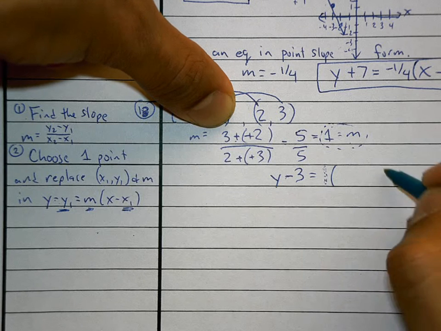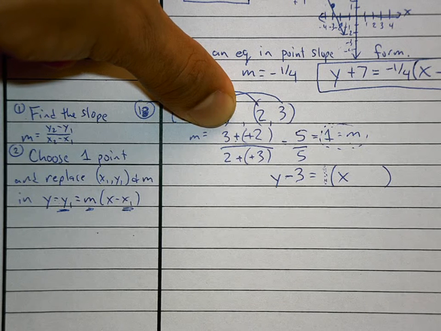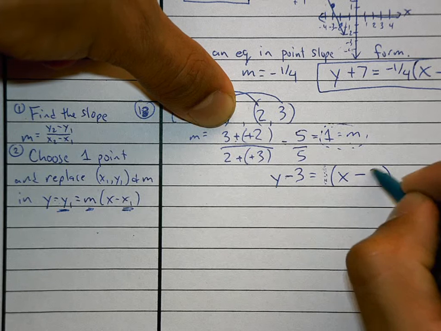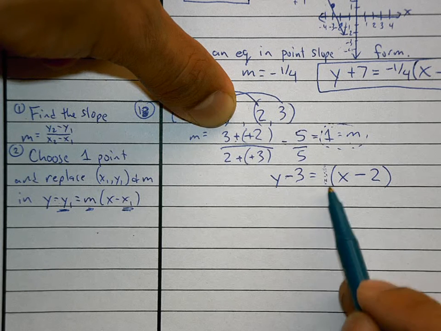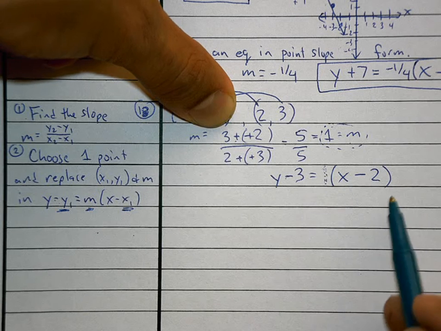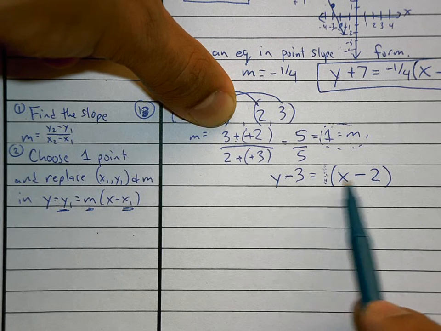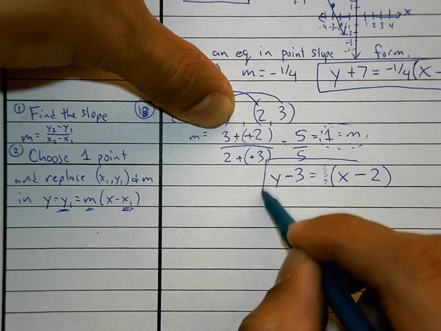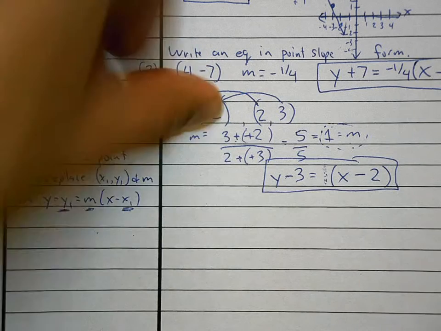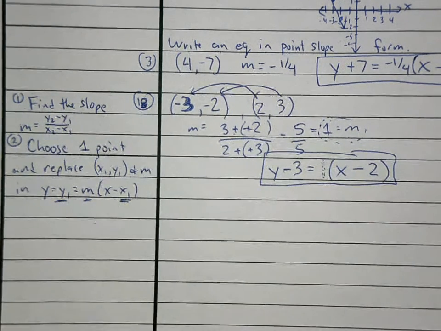Parenthesis. X minus 2. The opposite of positive 2 is minus 2. Does that mean I actually have to do parentheses here, Mr. Promo? No. A scholar would just have y minus 3 equals x minus 2, and that's in point slope form. Here's your answer. It's in point slope form.